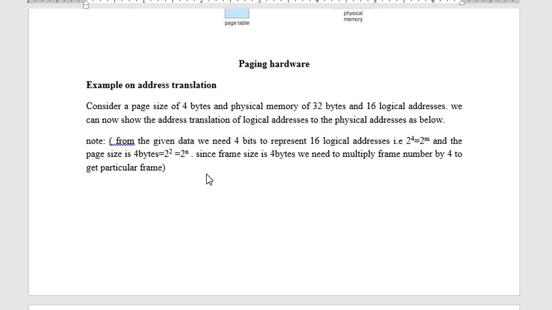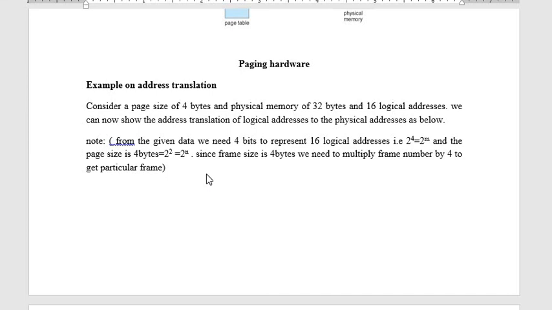So within the frame, there could be 4 addresses, or 4 pieces of data stored over there. So the next frame will start with 1. What is the address of that? Because 4 addresses are there in the first frame, the next address must start with 4. That means frame number 1 times the size of the frame, that is 4, would give the base address of the second frame.